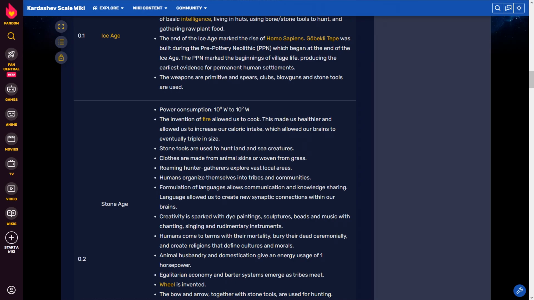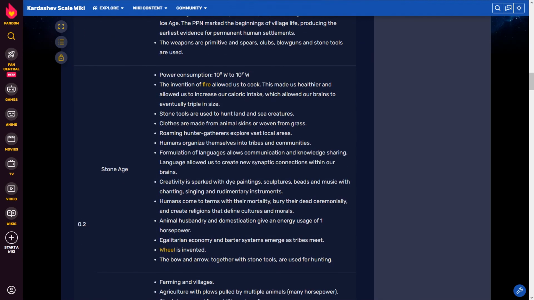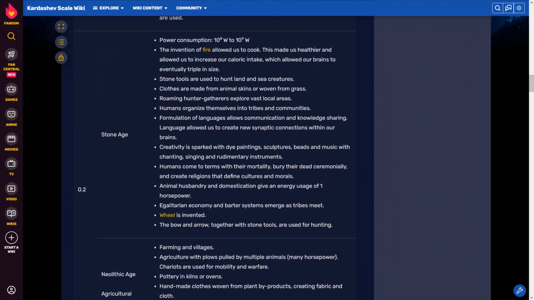The PPN marked the beginnings of village life, producing the earliest evidence for permanent human settlements. The weapons are primitive: spears, clubs, blowguns, and stone tools are used. This website is written weird. Power consumption 10 to the 8th to 10 to the 9th watts, and this is the Stone Age.